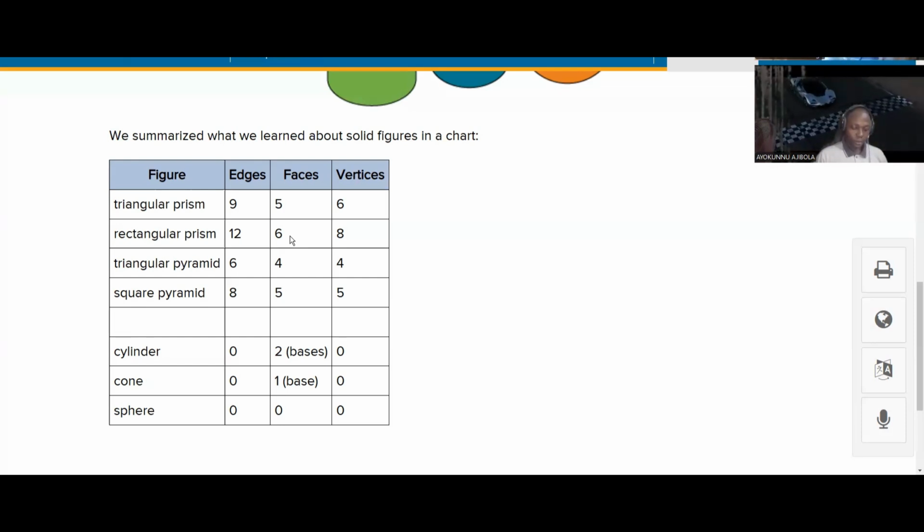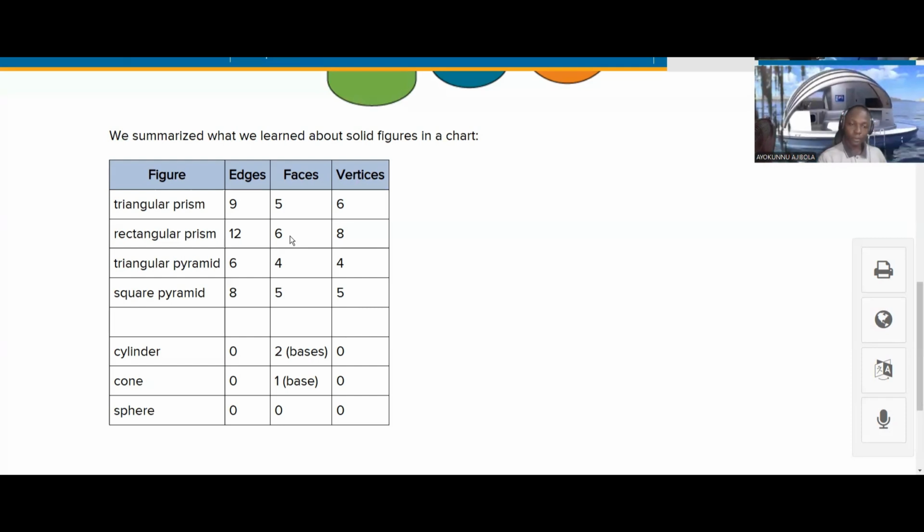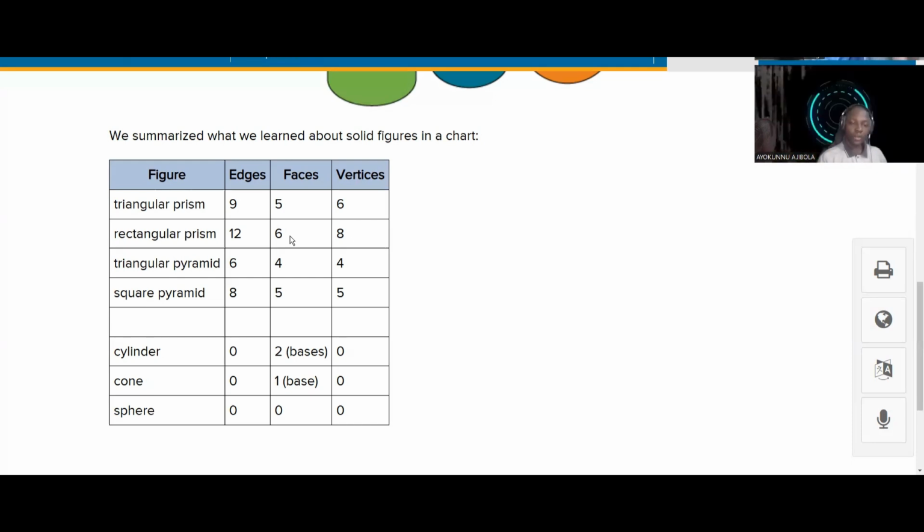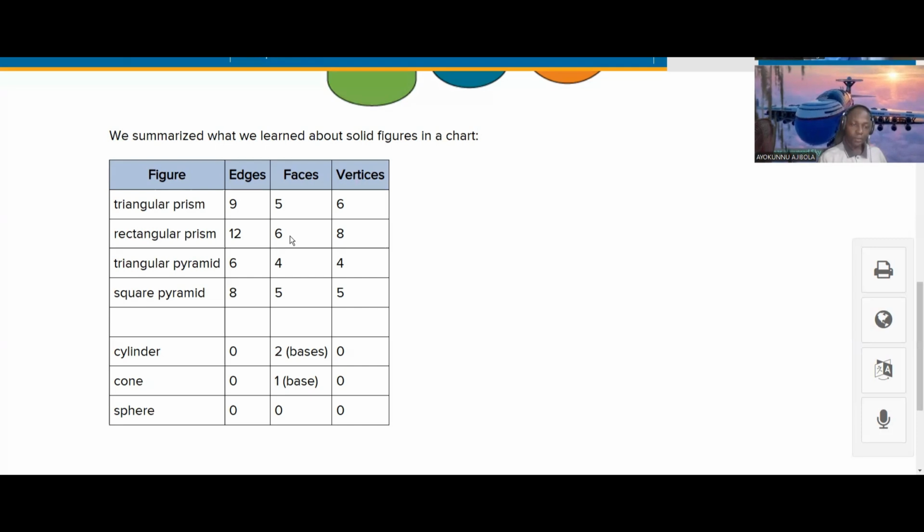Triangular prism. So it has what? 4, 5, 6, 4, and 4. Miggy, mention the triangular prism, is it just 4? 9. What is 4? Faces. What is 5? Vertices, 6. Miggy, read it properly. Triangular prism has 9 edges, 5 faces, 6 vertices. Let me hear that.